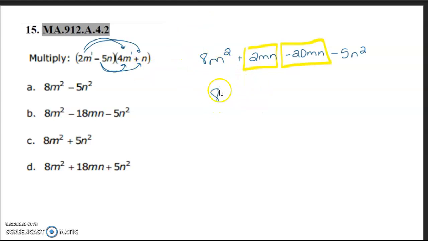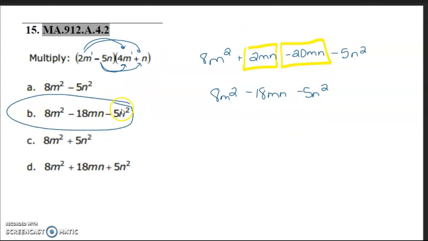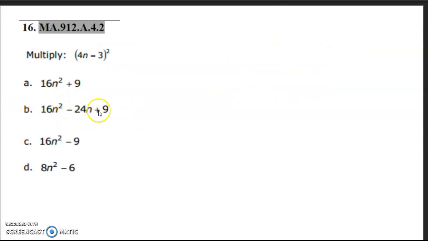So we have 8m squared. That's going to stay. 2 plus negative 20, because our variable doesn't change, is negative 18mn, and then negative 5n squared. So that would be B. All right, so let's do number 16.